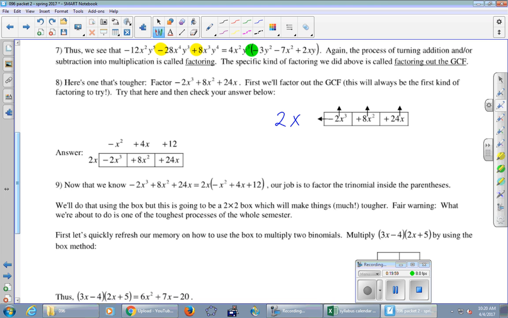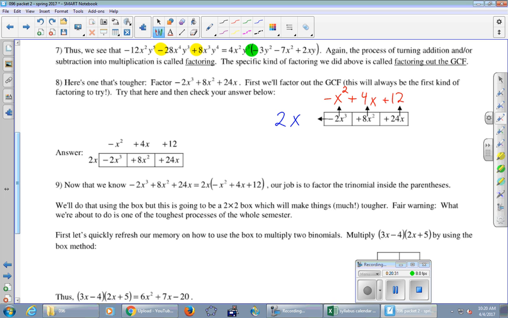Okay, let's see how we did here. What goes on the top here? Negative x squared is good. Next one. 4x, we're missing something. In front of the 4. Plus, gotta have a plus. And then here, plus 12 is good. Okay, so that part is easier than the one that we just did.